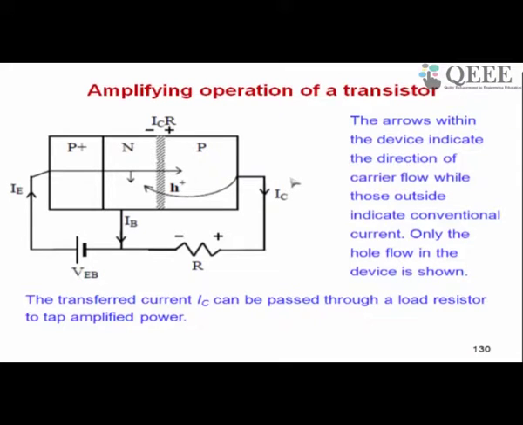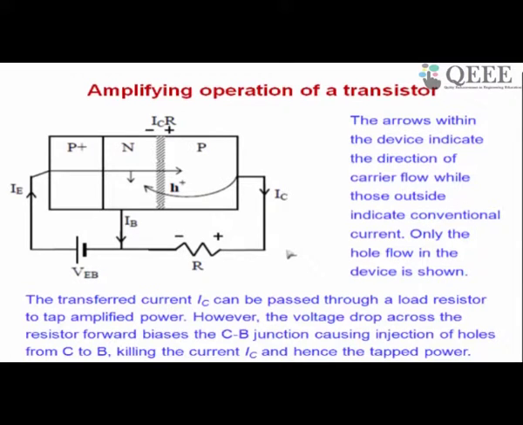We want the collector current to be approximately equal to emitter current. But what has happened because of forward biasing of this junction is that the collector current has become very small, transistor action has got destroyed. That is why I am not able to convert this collector current to a voltage by passing through a resistor. What is the way out? So let us put that down in words here. The voltage drop across the resistor forward biases the collector base junction, causing injection of holes from collector to base, killing the current IC and hence the tap power. So we are not able to tap any power here.